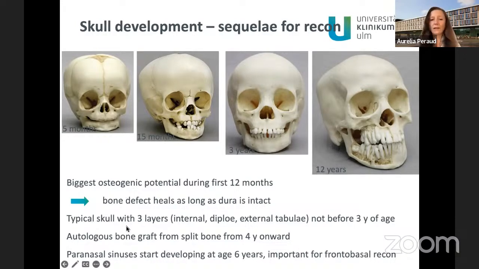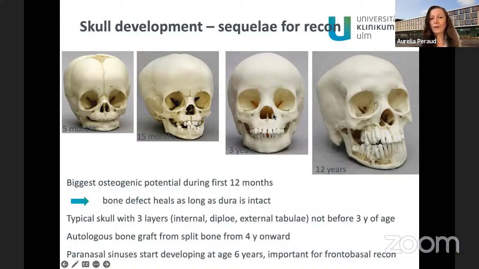If you consider cranioplasty with a split bone, which is feasible in older children, you might not be able to have this splitting before the age of 4 or 5 years, because the bone initially is like a fibrous bone. It's not with this 3-layer of compacta interna, externa, and diploe. This will develop not before the age of 3 years. So this is something you have to consider in a child.